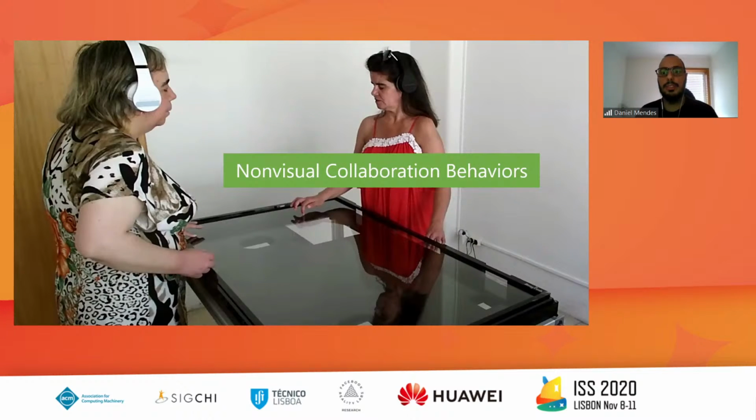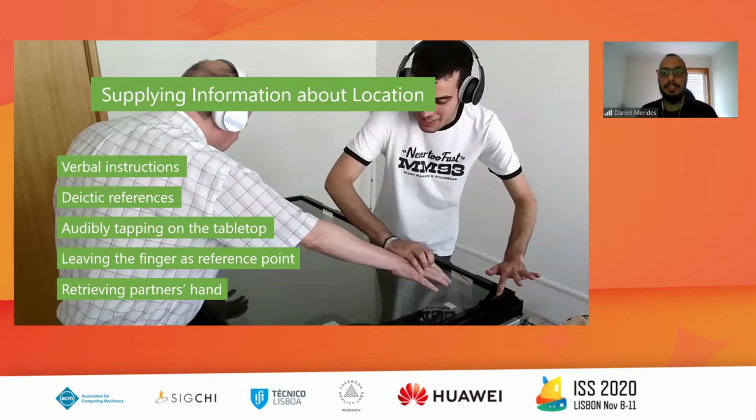We also registered examples of co-located non-visual collaboration behaviors, namely how workspace awareness information was both supplied and extracted, and how participants coordinated strategies. Participants often supplied relevant target location information to their partners as soon as they found it and used various nonverbal behaviors that supplemented verbal instructions. These included deictic references, audible tapping on the tabletop, leaving the finger as a reference point, and retrieving the partner's hands.